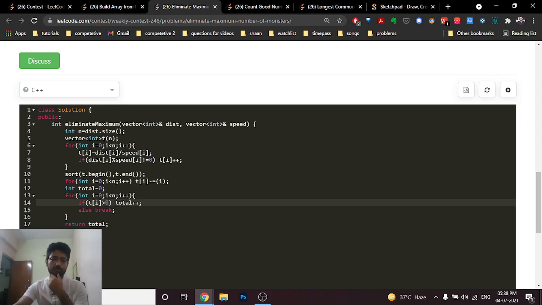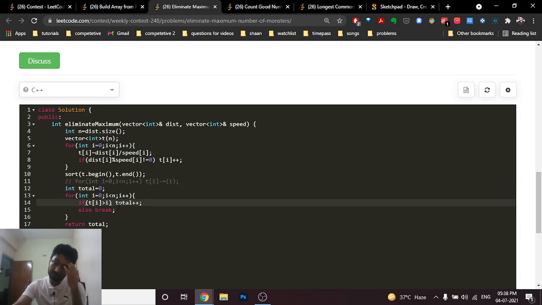Else, as I've also told you, instead of checking ti greater than 0, you can comment this out, and then if this part is greater than i, then this will also work fine. I hope you get the point.